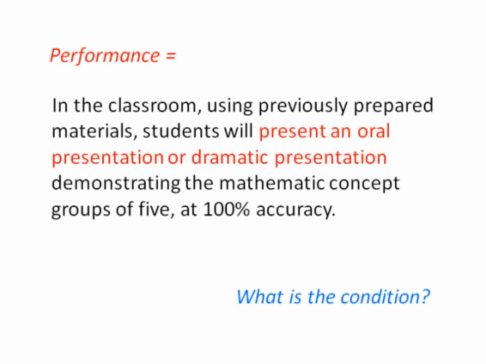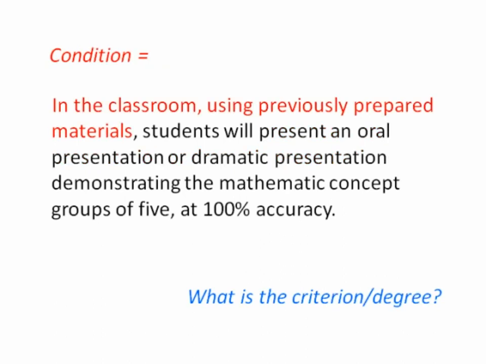Okay. So, same objective. What is the condition? In the classroom using previously prepared materials. So we have two conditions. In the classroom is one, and using previously prepared materials is another. Okay. So then finally, what is the criterion or degree by which you're going to measure a student's success?